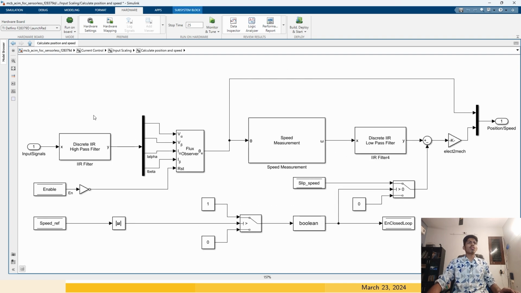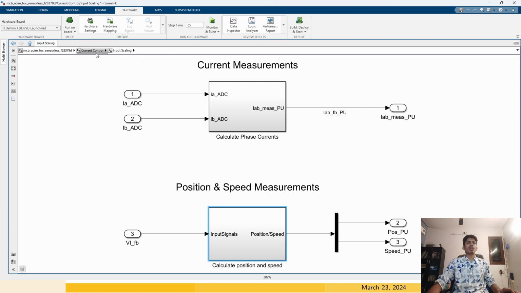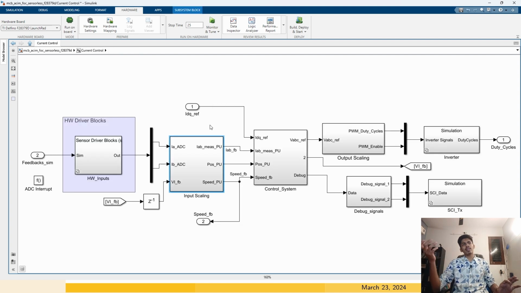So we saw in detail how it calculates the actual rotor speed. Without any sensor, we are estimating the rotor speed and rotor position as well. These are the measured currents from the sensor. We connect two sensors, one in the A phase of the motor and one in the B phase. We give them to the ADC of our launch pad, the analog to digital converter. It converts to a digital value, and we perform some scaling to convert to per unit and subtract the offset. That is what we saw in these two blocks.